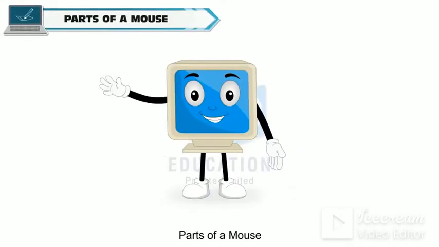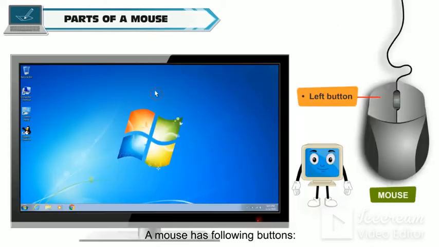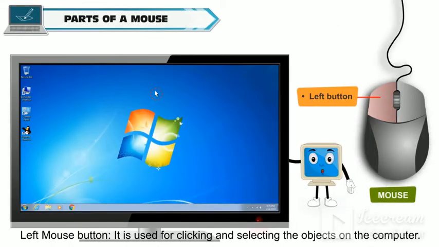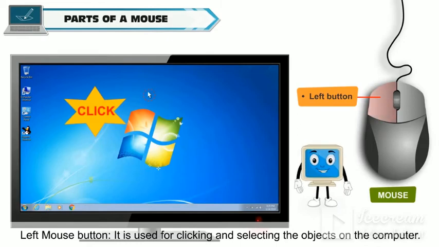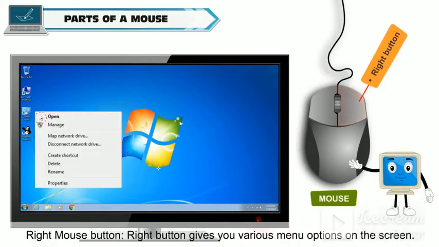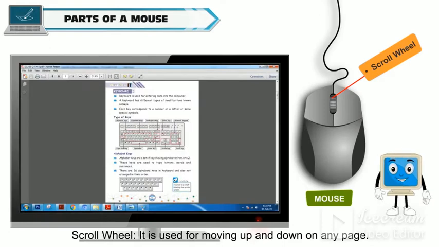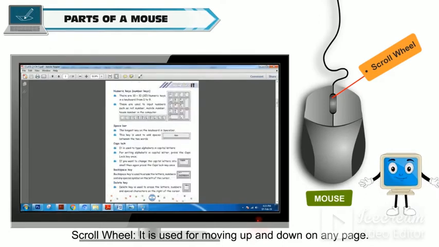Parts of a mouse. A mouse has the following buttons. Left mouse button. It is used for clicking and selecting the objects on the computer. Right mouse button. Right button gives you various menu options on the screen. Scroll wheel. It is used for moving up and down on any page.